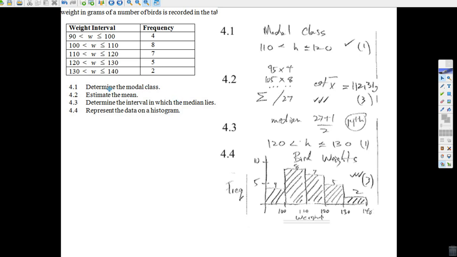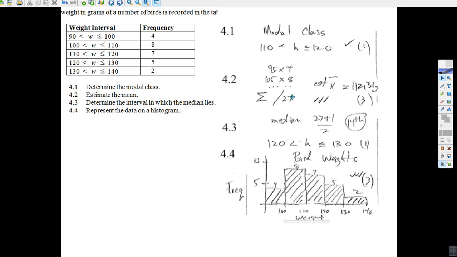The first question is real easy because it says determine the modal class. And if you remember, the mode is most often; the modal class is the interval with the most number of birds. Well, that's between 100 and 110. So that's the modal class for a mark.